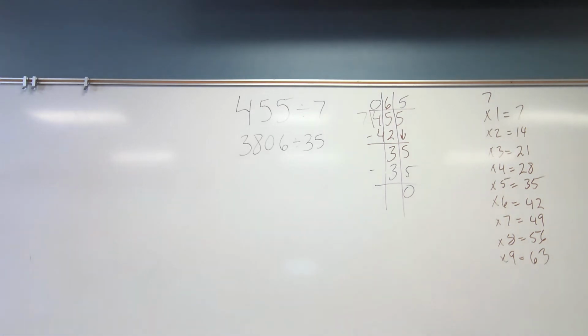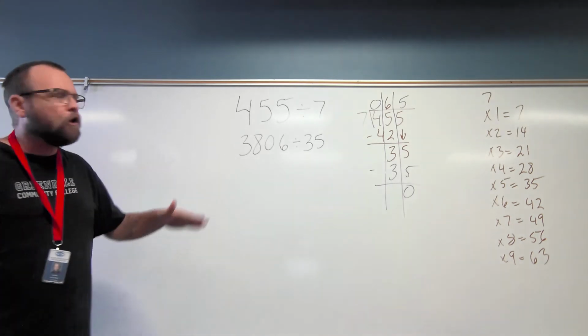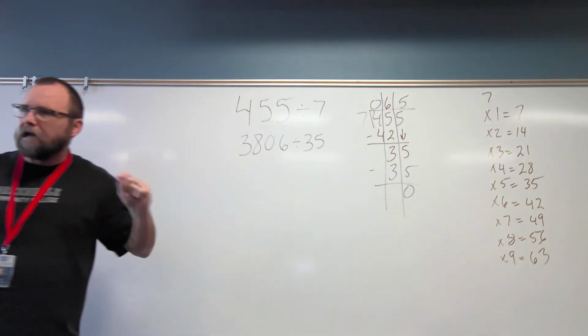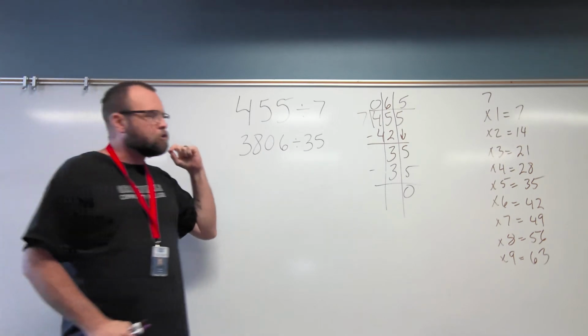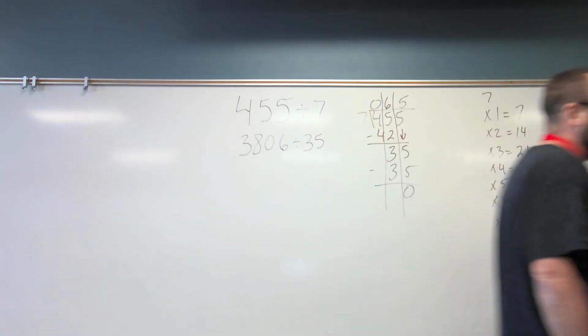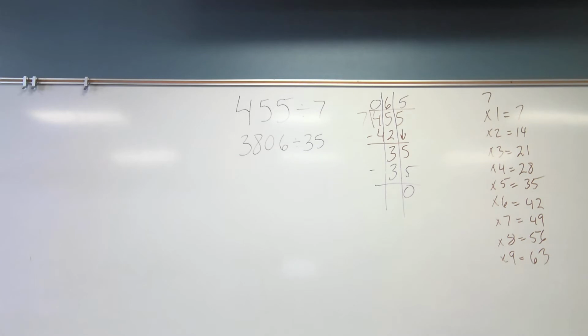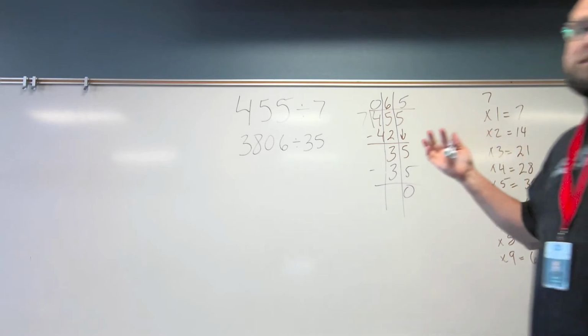But then Emily Kate sent me a letter yesterday, and it said, Mr. McMurdo, when we're doing 455 divided by 7, I want to make sure that I check my answer to make sure it's correct. Which is amazing because she sent me this letter yesterday, and she didn't even know we were doing this problem. Wow. That's how amazing it is.